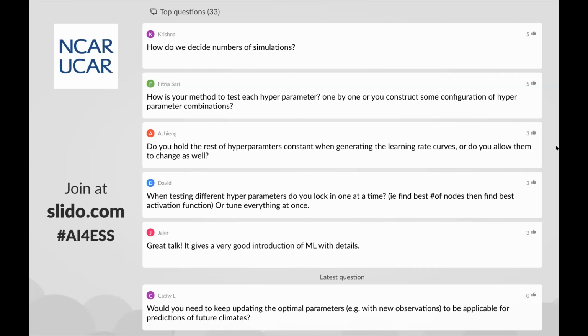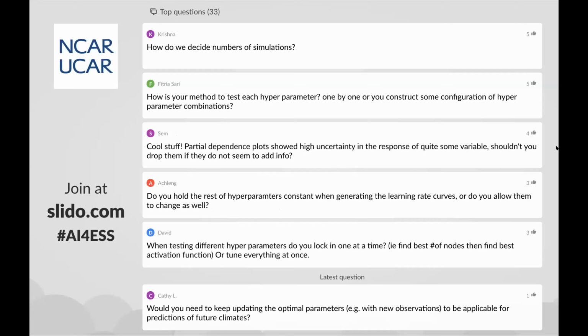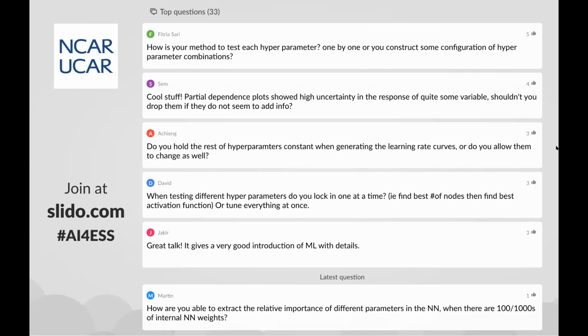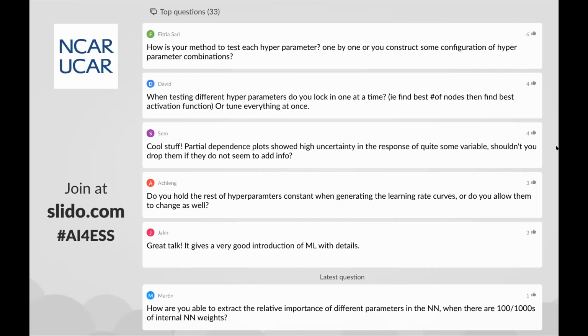Okay, question from Krishna. How do we decide the number of simulations? Great question. I think that more is better. I started with a 100-member ensemble just for feasibility and computational efficiency. But yeah, more is definitely better, and the more training data that you have, the better. It's somewhat dependent on your problem and how readily available running these simulations is, how computationally intensive it is.